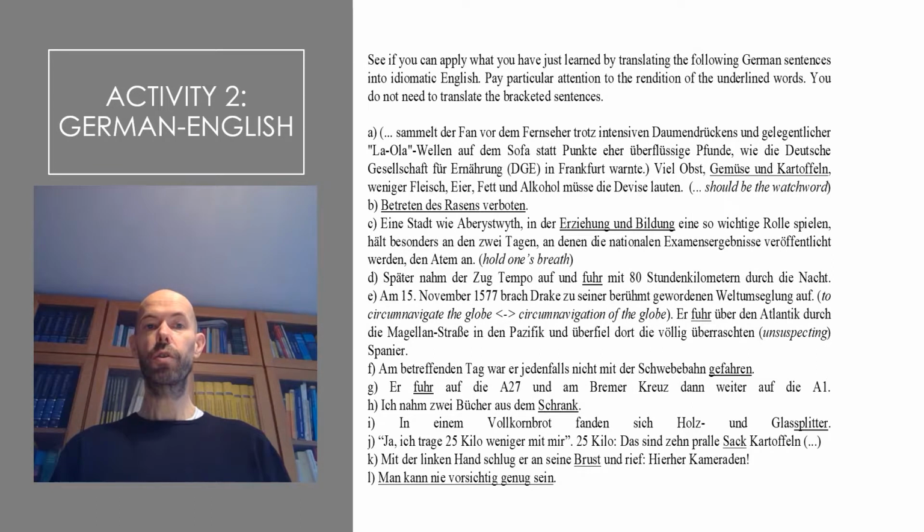Okay, let's apply this to the other translation direction, our final step for today, German-English. So see if you can apply what you've learned by translating the German sentences, this time it's about the entire sentences, into idiomatic English. So pay attention to the context and pay particular attention to the rendition of the underlying words, where you should think about the type of equivalence that we're dealing with. You don't need to translate the bracketed sentences, they're just there to provide more context. So stop the video again at this point, translate the sentences, and we can then discuss these in a few moments.